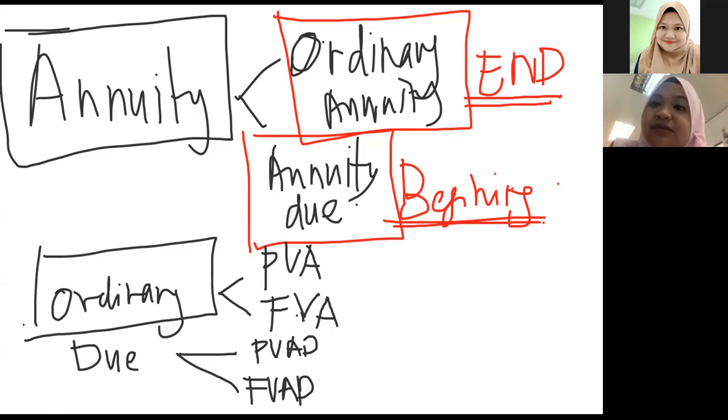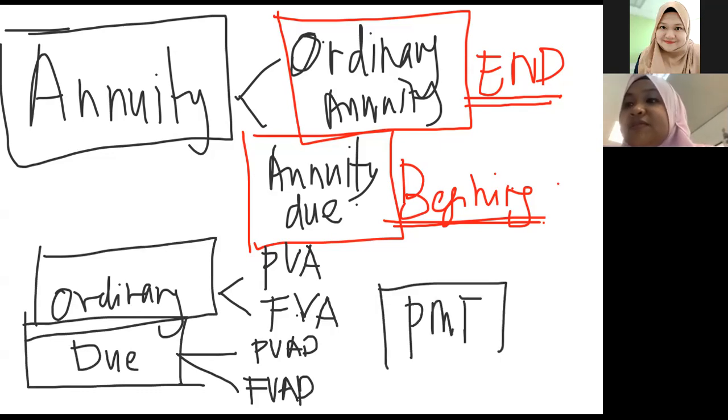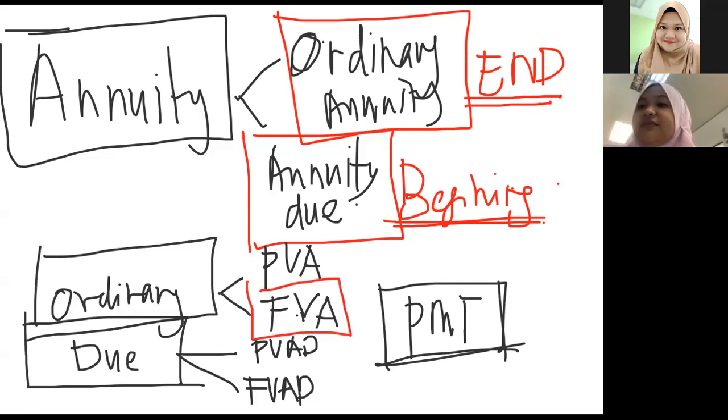But the most important thing is, when you read the question, you need to understand what the question wants. The question may ask you for present value, or future value, or the question can also ask you about the payment. Okay, so let us do the future value first. Go to page 30.